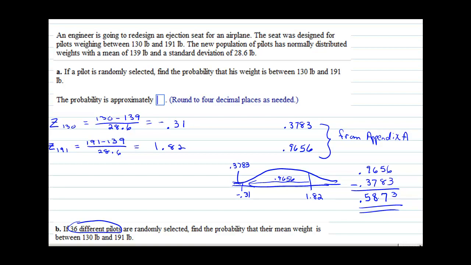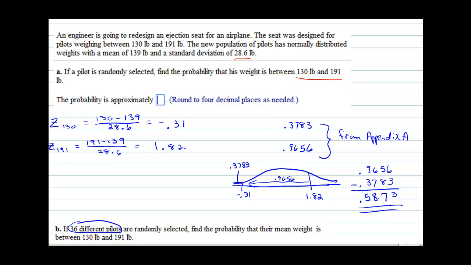Okay, this problem tells us an engineer is going to redesign an ejection seat for an airplane. The seat was designed for pilots weighing between 130 and 191 pounds, and the new population of pilots is normally distributed with a mean of 139 and a standard deviation of 28.6. So the first question is, if a pilot is randomly selected, so we're just going to take one single pilot, find the probability his weight is between 130 and 191 pounds.